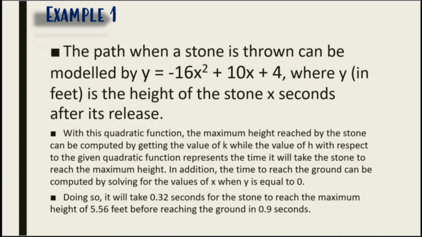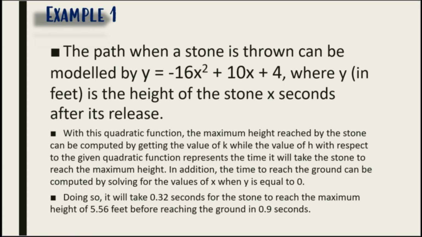Again, the path when a stone is thrown can be modeled by y equals negative 16x squared plus 10x plus 4, where y in feet is the height of the stone x seconds after its release. With this quadratic function, the maximum height reached by the stone can be computed by getting the value of k, while the value of h represents the time it will take the stone to reach the maximum height.